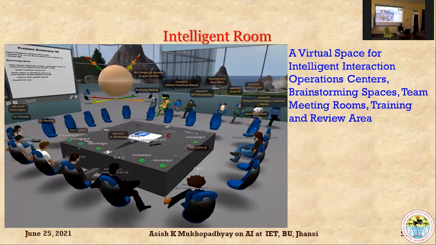This is the intelligent room. Actually, this is one of the slides I prepared for some other lecture long back. I delivered lectures a few years back on this application part. From there, even I have not seen what it had as content, I simply took that virtual space for intelligent interaction. Now it is very relevant. That time there was no COVID, but now it is very relevant in COVID. I prepared it in early 2017 and delivered the lecture.